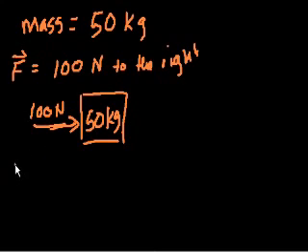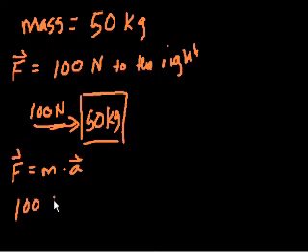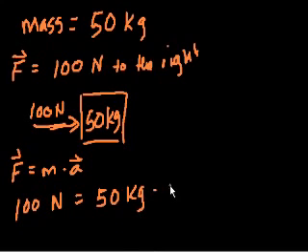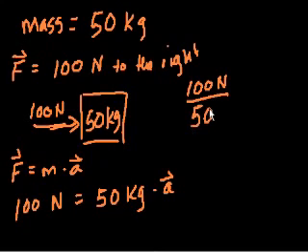Well, let's use the formula. Force is equal to mass times acceleration. The force is 100 newtons. 100 newtons is equal to the mass, the mass is 50 kilograms, 50 kilograms times the acceleration. So we can divide both sides by 50, and you get 100 newtons over 50 kilograms is equal to the acceleration. And it's 100 newtons to the right. I'll use this little arrow here. That's not a traditional convention, but that's why we know it's to the right. So it's 100 divided by 50.